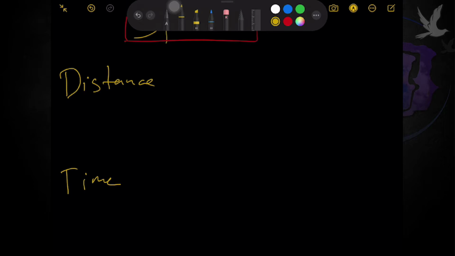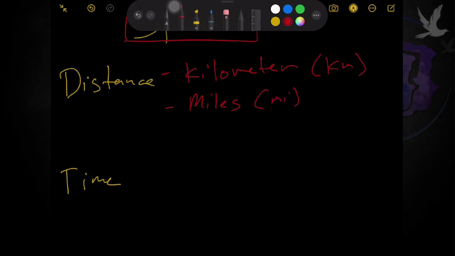Okay, sa distance natin, malalaman nyo kaagad yung mga given units natin once you see such as yung mga terms na kilometer. Shortcut niyan is km. Pwedeng miles. Pero usually since we are here sa Philippines, we usually make use of kilometers rather than miles. Okay? MI ang shortcut ng miles.